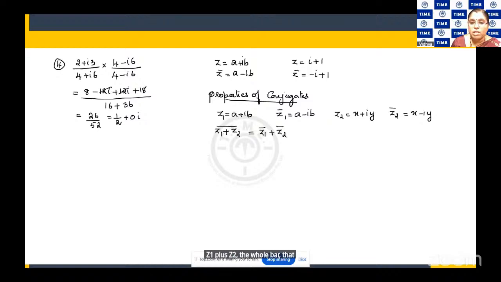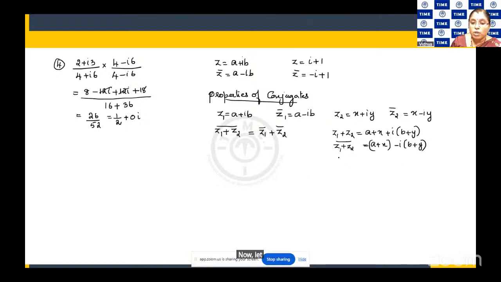That means Z1 plus Z2. Let's just add A plus X plus I into Z1 plus Z2. I'm just writing Z1 plus Z2 equal to A plus X plus I into B plus Y. Now, what is the conjugate of this? Z1 plus Z2, the whole bar, is A plus X minus I into B plus Y, right?